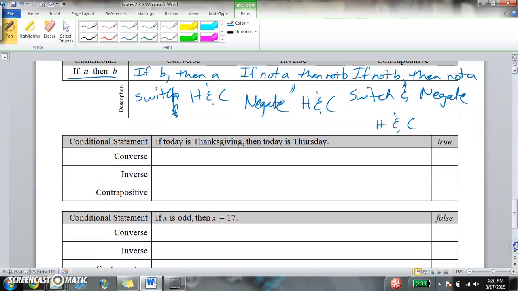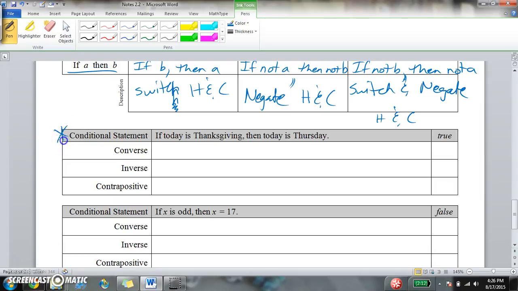So, a few more. If our original conditional statement is if today is Thanksgiving, then today is Thursday. To write the converse, we switch that. This is a true statement, because Thanksgiving always falls on a Thursday. The converse would be if today is Thursday, then it is Thanksgiving. That is not a true statement because not every Thursday is Thanksgiving.